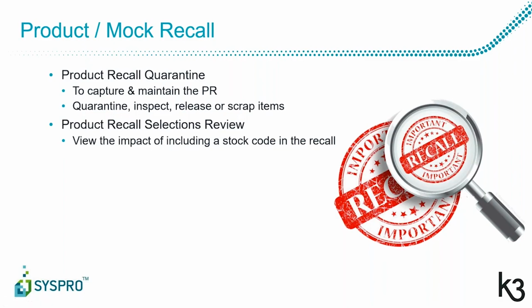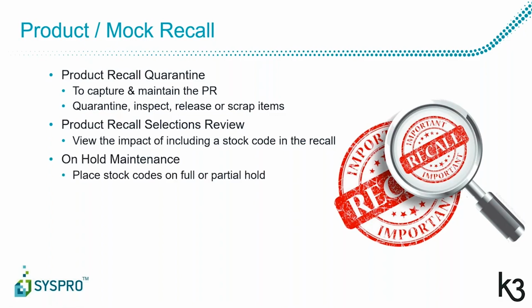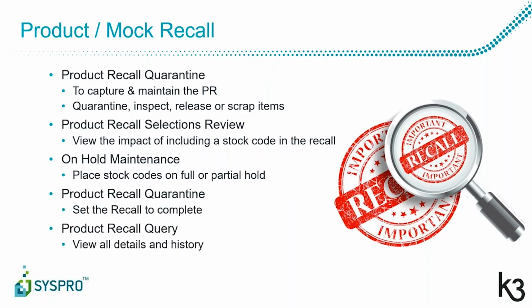We've got our selections review that Nick went ahead and showcased, where it gives you the ability now to identify other affected parts. You can go ahead and put items on hold while you're doing your investigation. And you can do that automatically through the recall program, which makes it far more effective rather than having to do that individually. You have the quarantine, where you set the recall to complete. And of course, for audit purposes, you need the ability to identify what it is that you've gone through. And there's a query that shows you all the detail and history of the actions you've taken through the recall, be it a mock recall or an actual recall.